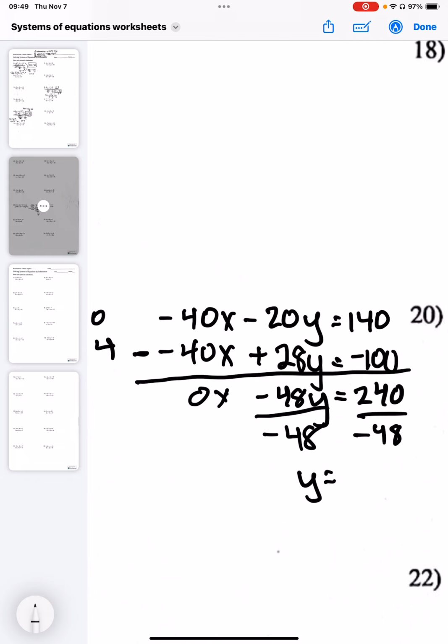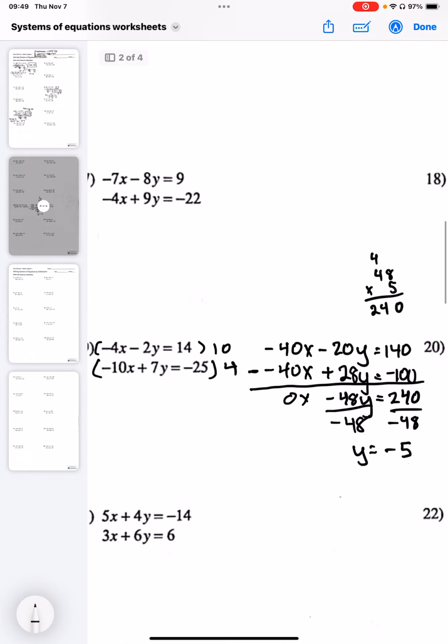how many times does this 48 go into there? It should work. It should go in 5 times. Let's try. 8 times 5 is 40. 5 times 4 is 20, plus 4 is 24. Okay, so we get negative 5 for our y.